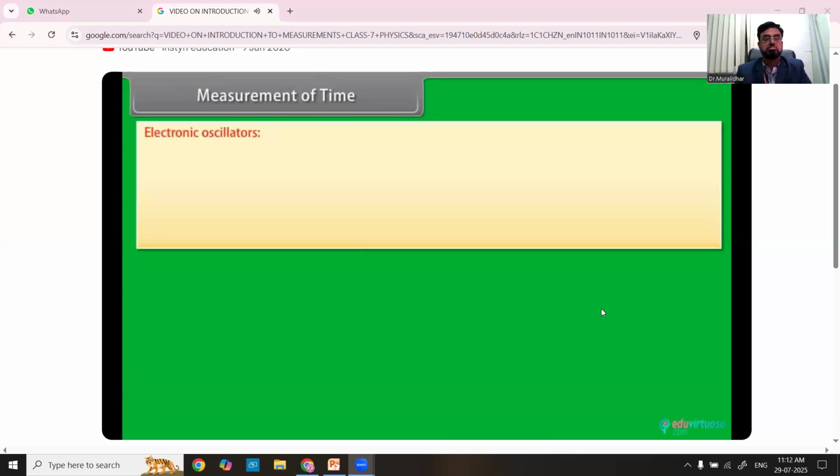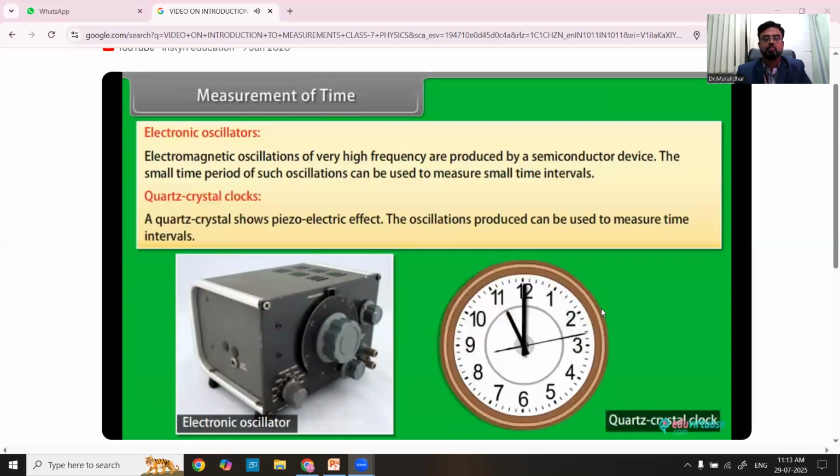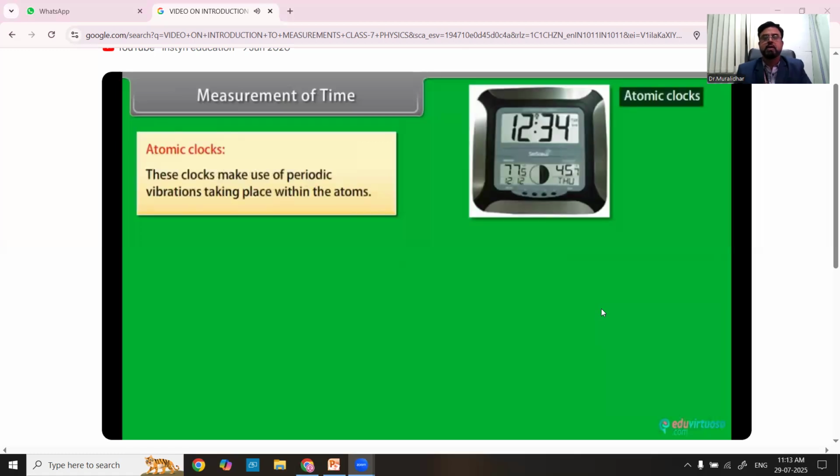Electronic oscillators: electromagnetic oscillations of very high frequency are produced by a semiconductor device. The small time period of such oscillations can be used to measure small time intervals. Quartz crystal clocks: a quartz crystal shows the piezoelectric effect. The oscillations produced can be used to measure time intervals. Atomic clocks: these clocks make use of periodic vibrations taking place within the atoms.